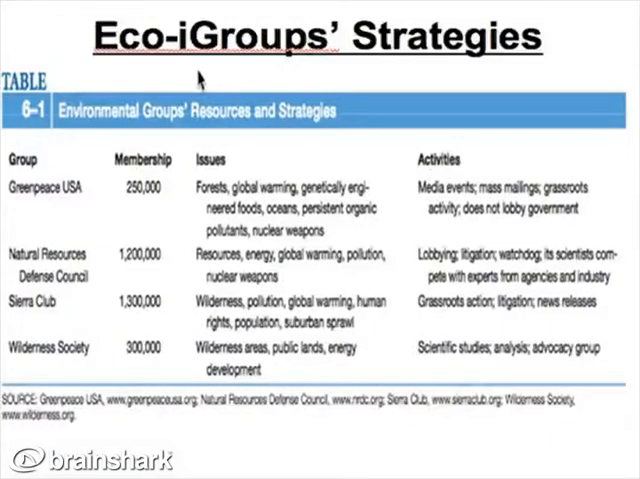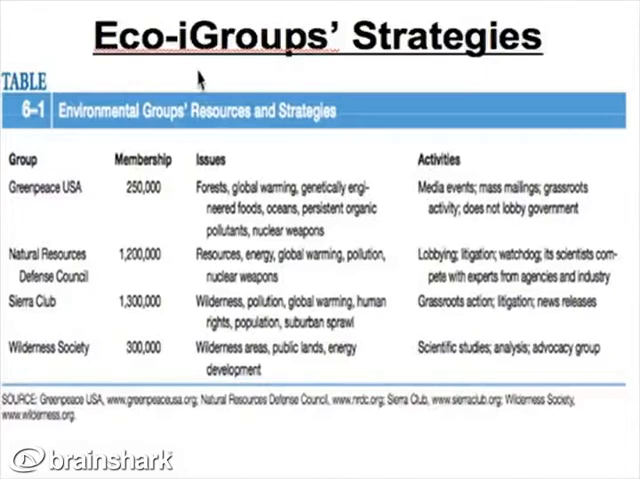Okay, so here you can see a couple of interest groups that are environmental interest groups like Greenpeace, the Natural Resource Defense Council, the Sierra Club, and the Wilderness Society. Now the Sierra Club has 1.3 million members. They care about the wilderness, pollution, and so what do they do? How do they get influence? Well, grassroots action. They try to get people interested. They have lawyers because obviously they use litigation, and they have some PR people, so they kind of get in the news.